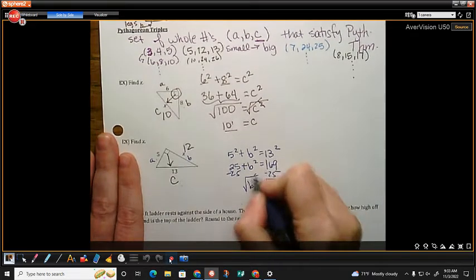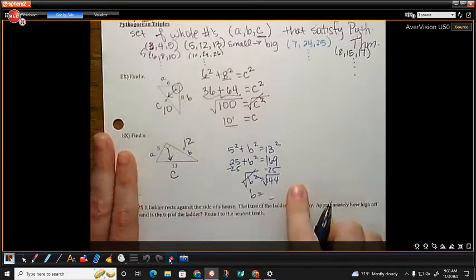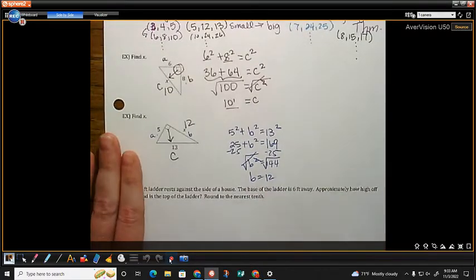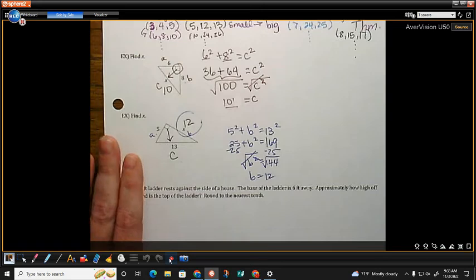And so you subtract the 25 from both sides, and b squared is 144. And you square root both sides. And what is the square root of 144? 12. It's 12, because of course you memorized your perfect squares like you were supposed to. And look, it does match our Pythagorean triple, so I was not lying to you this time.